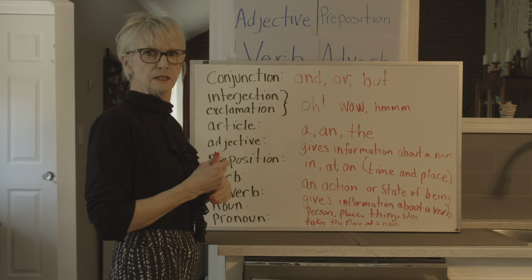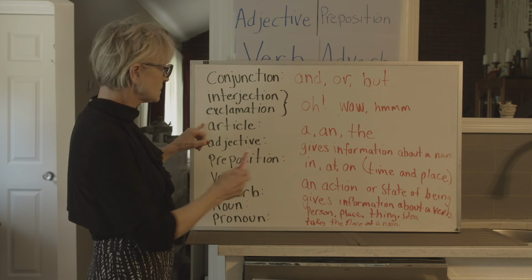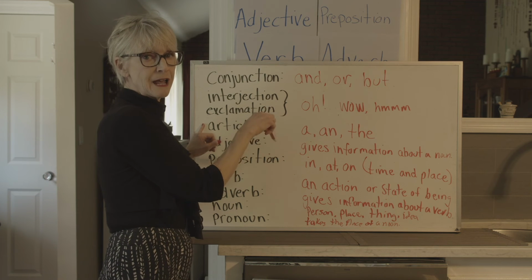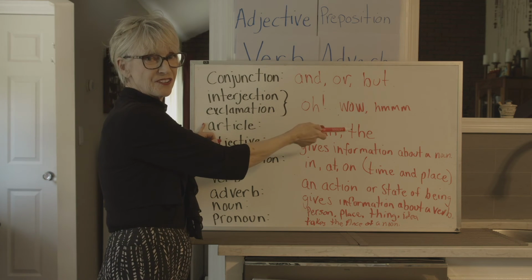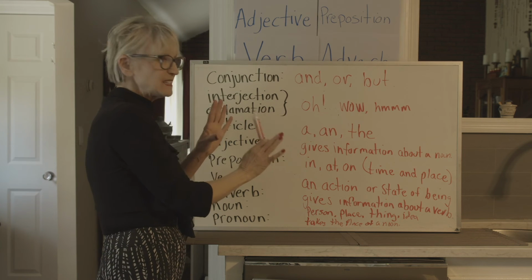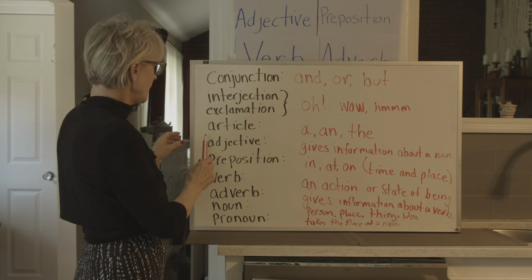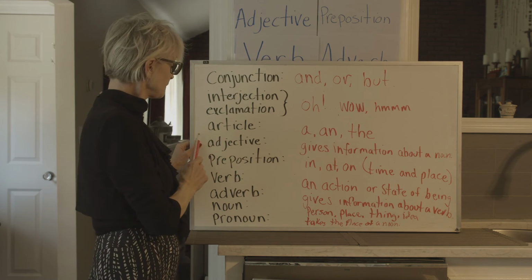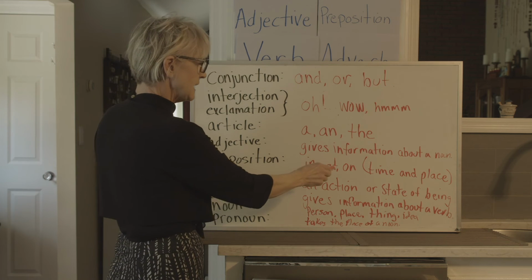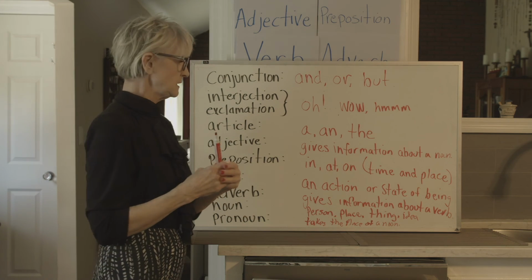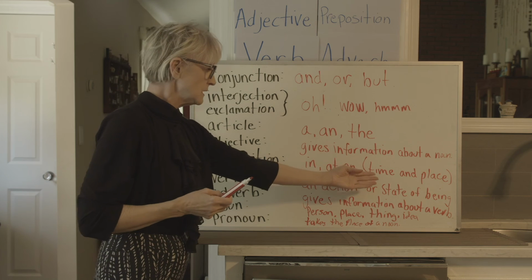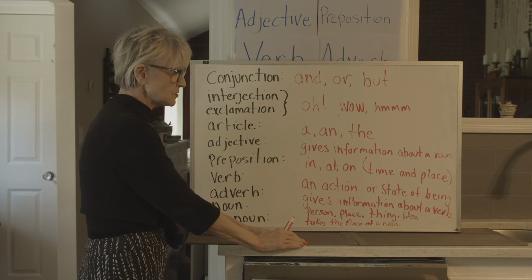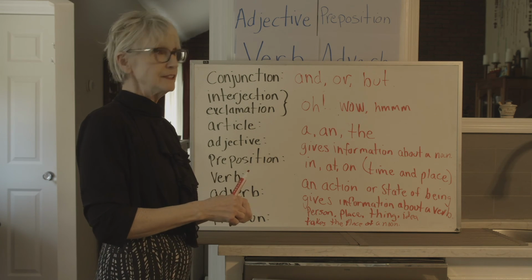Wow, oh. An article is a, an, or the. You could say a or a, and the or the. People have different pronunciations. An adjective gives information about a noun. A preposition: in, at, and on are the most common, but there are others, but it also explains time and place. The board is on the counter. I am in the kitchen. This is my kitchen.